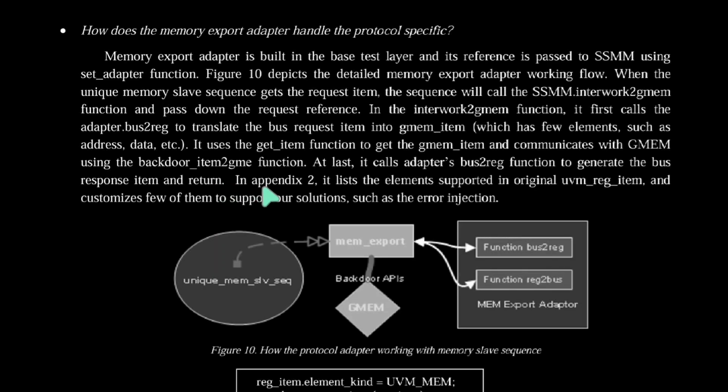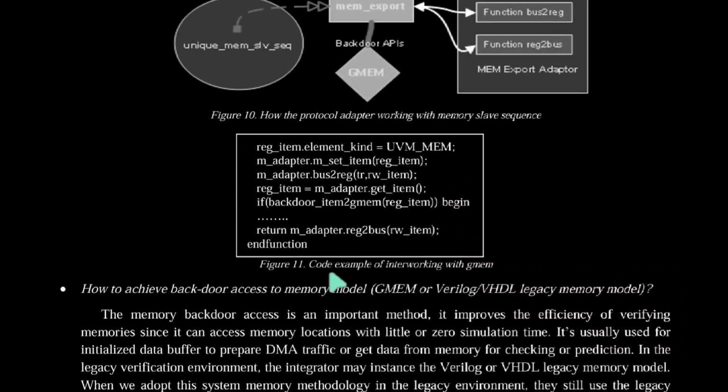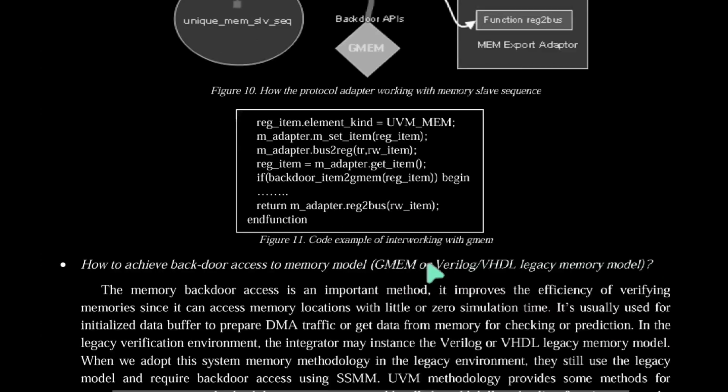In Appendix 2, it lists the elements supported in the original uvm_reg_items and customizes a few of them to support our solutions, such as error injection. Figure 10 shows how the protocol adapter works with the memory slave sequence, and Figure 11 is a code example of interworking with the GMM.